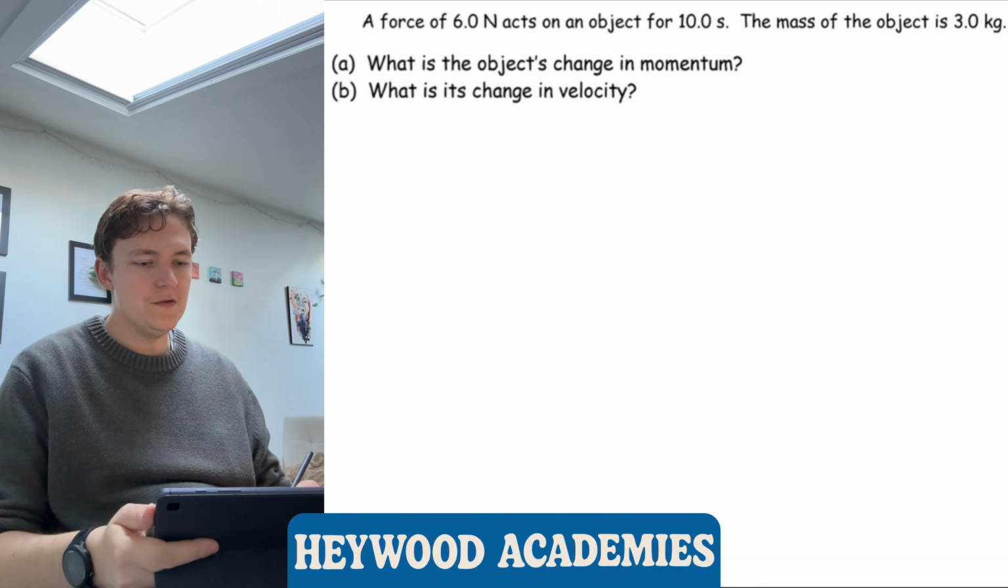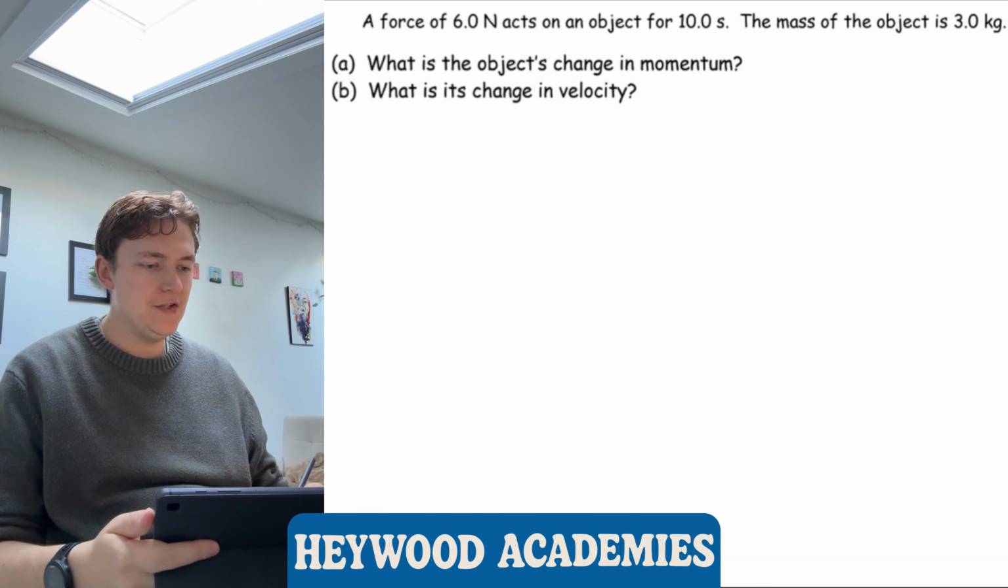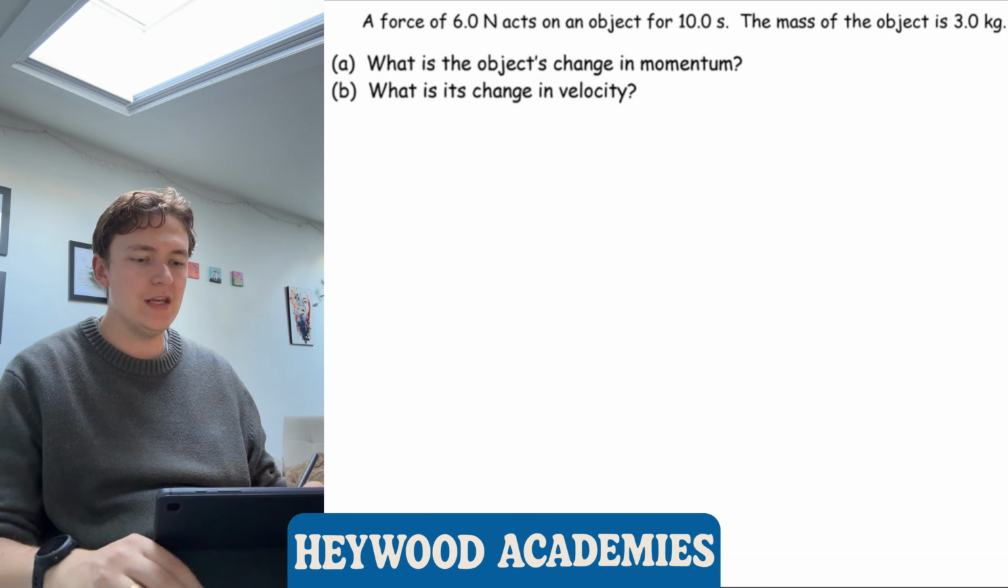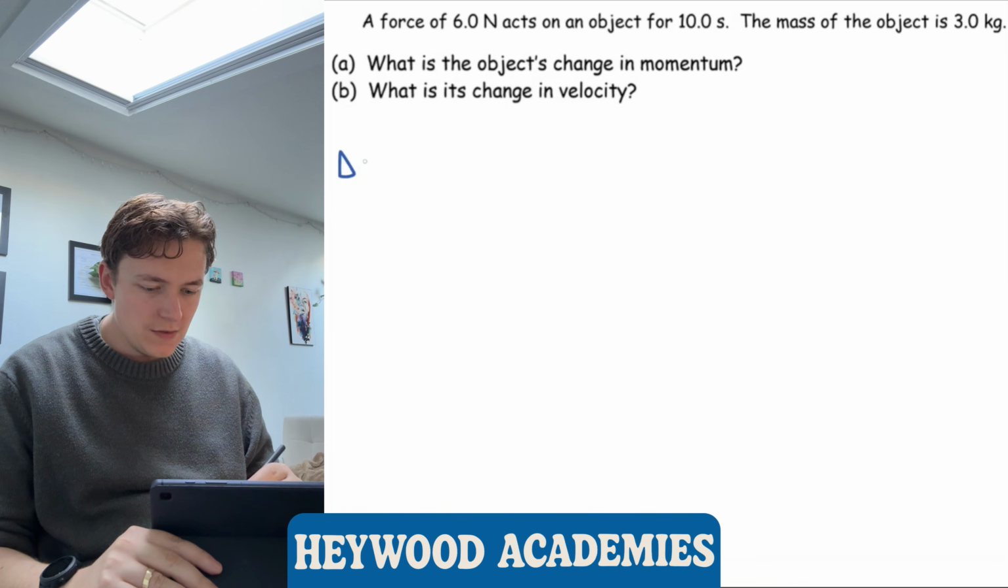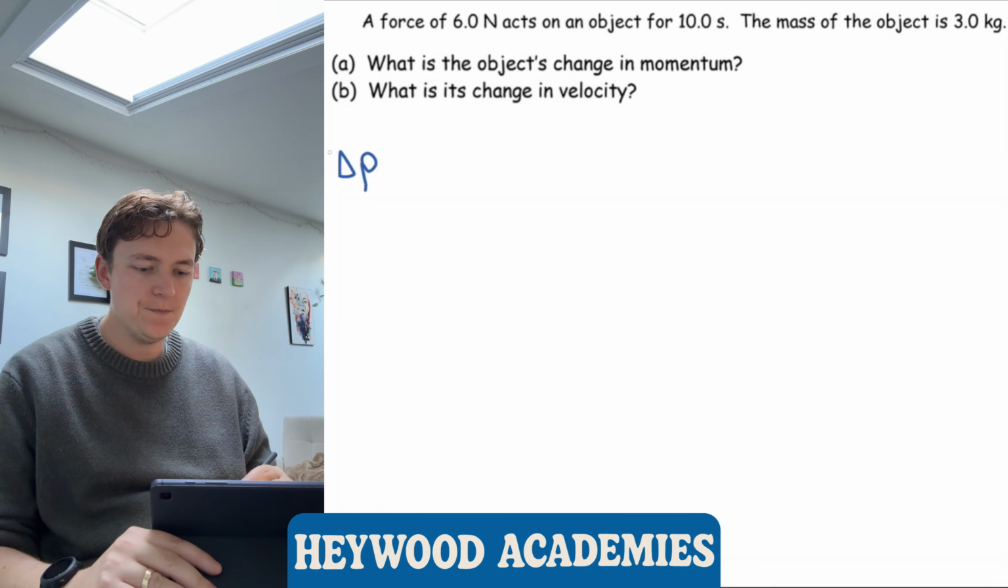A force of 6 newtons acts on an object for 10 seconds and the mass of the object is 3 kilograms. What's the object's change in momentum? So we can write the change of momentum like this. That triangle is delta, and that means change, and P is for momentum.